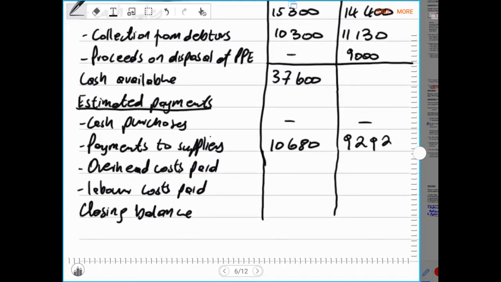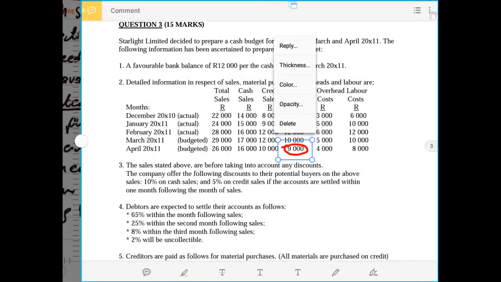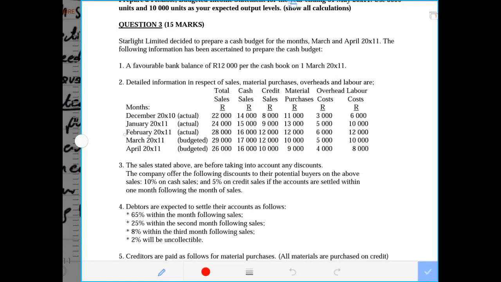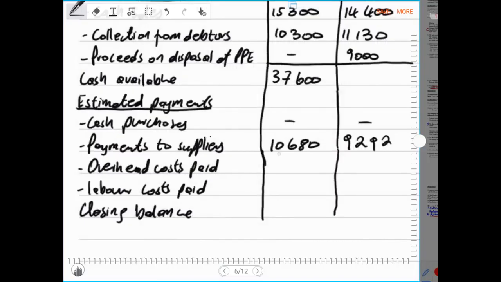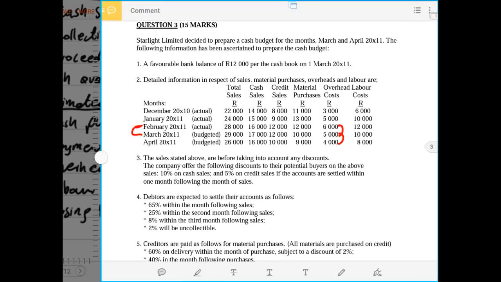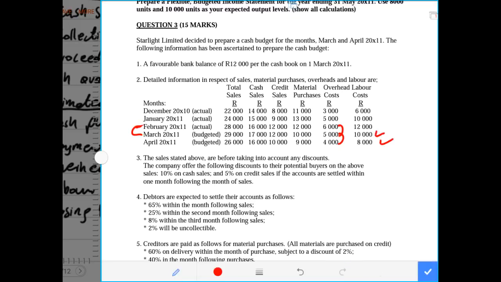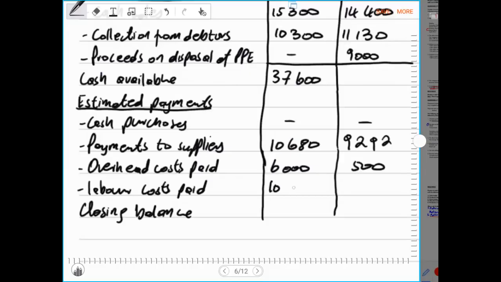Our overheads, we know that overheads are paid in the month following the month they were incurred. That means overheads for February will be paid in March. That means our overheads of 6,000, it will be 6,000 and 5,000. Then our labor costs, they are paid in the month in which they are incurred. And therefore our labor cost will be 10,000 and 8,000 for March and April.